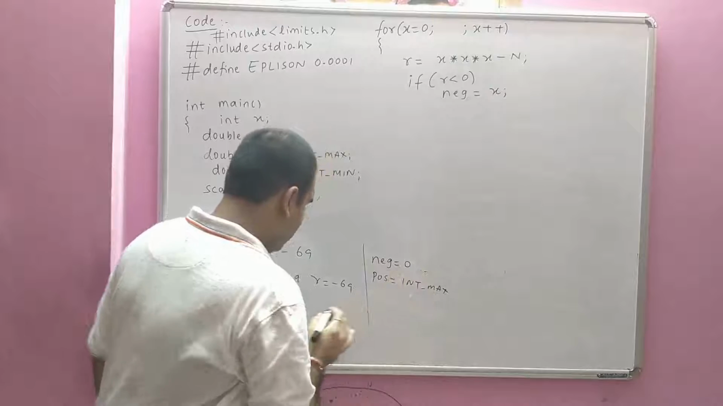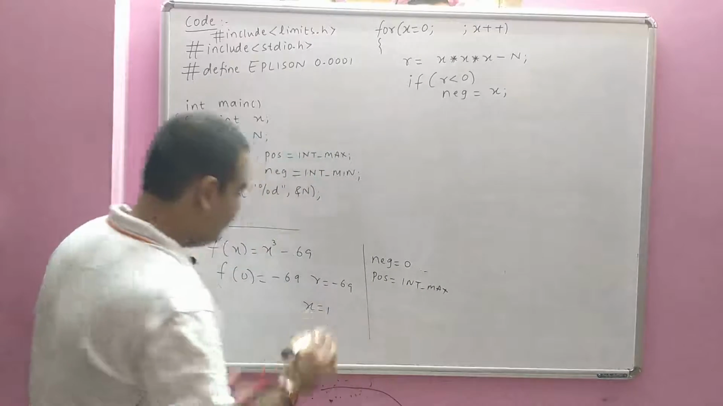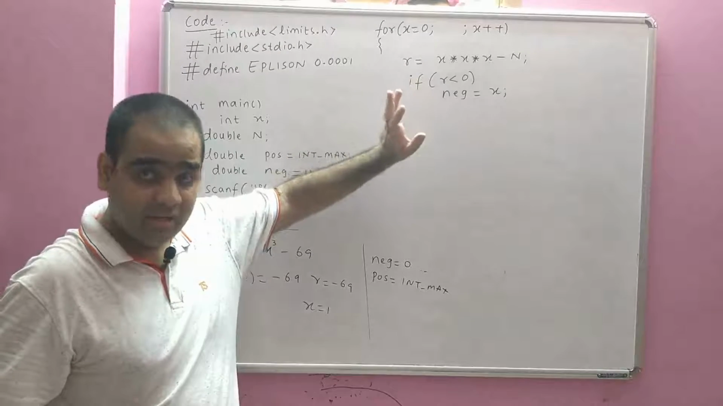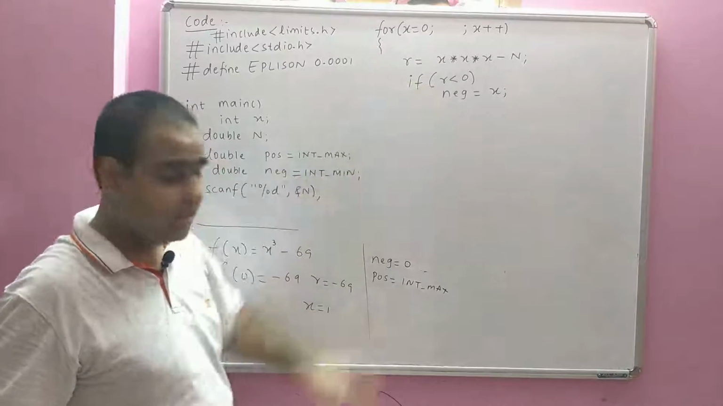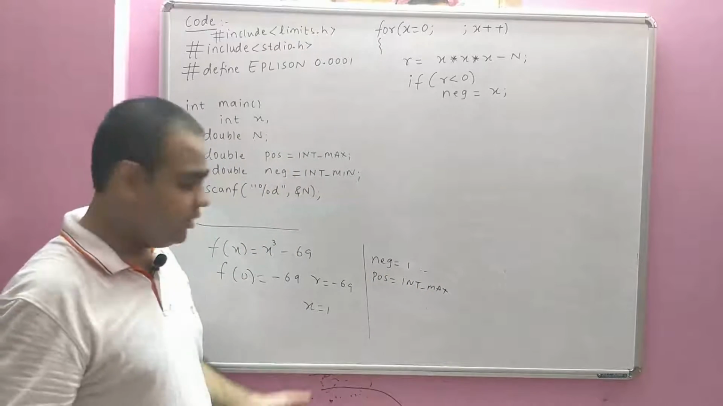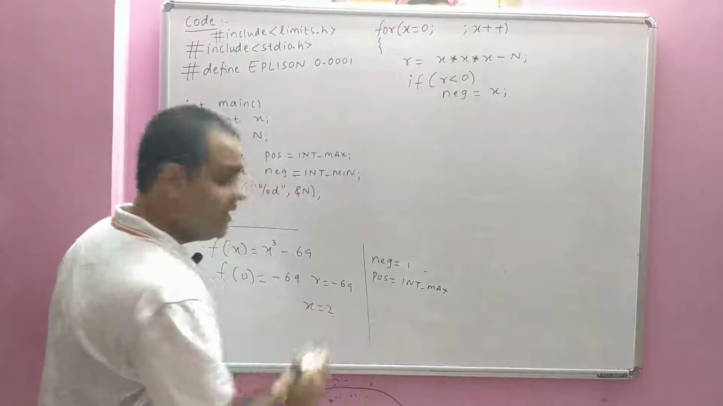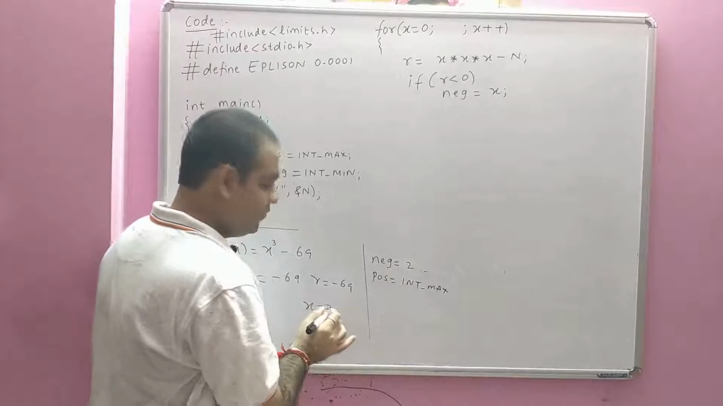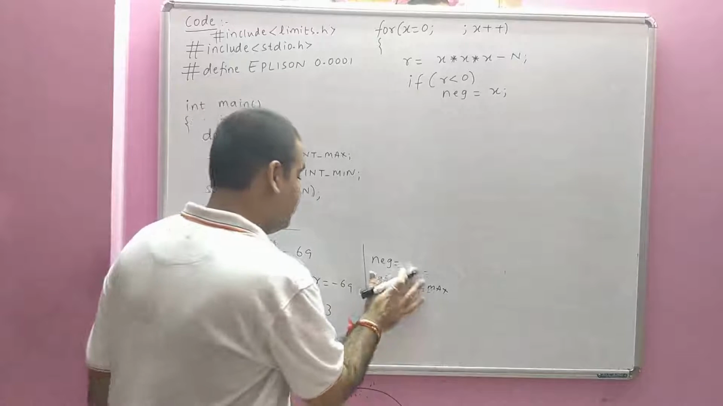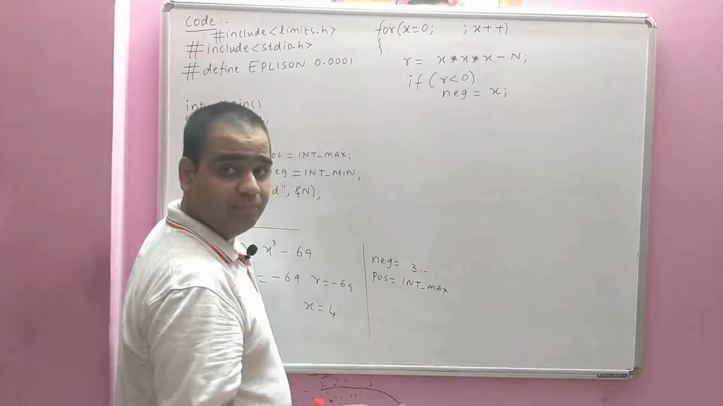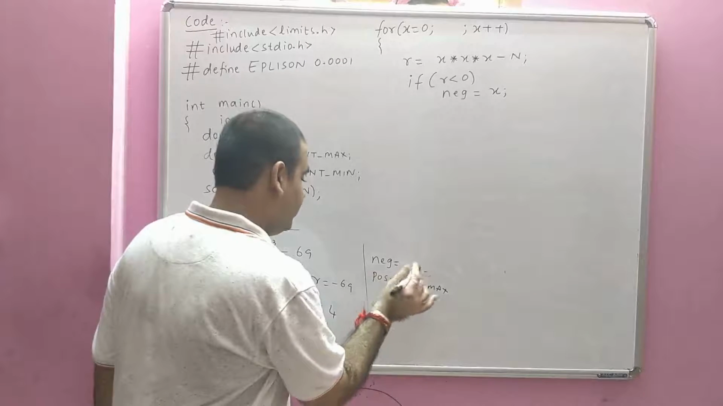Okay, now we say x is 0, r is negative, therefore negative is equal to x, which is 0. Now you say x plus plus, the value of x will become 1. You say r is equal to 1 cube minus 69, again it is negative. Is r less than 0? Yes, negative equal to x. Hence the value of negative will become 1. X plus plus 2, again it is negative, the value of negative will become 2. X plus plus 3, the value of r is again negative, therefore negative will become 3. X plus plus 4, the value of r is again negative, therefore again it becomes 4.